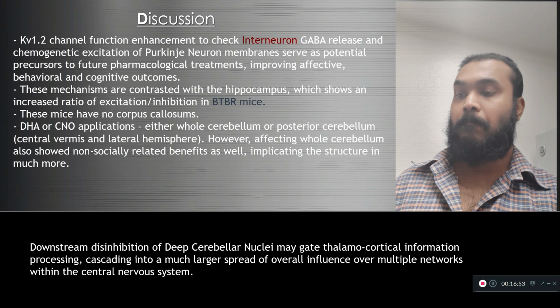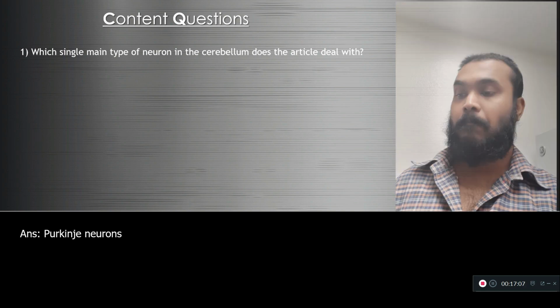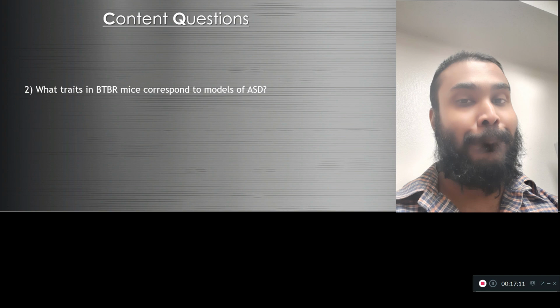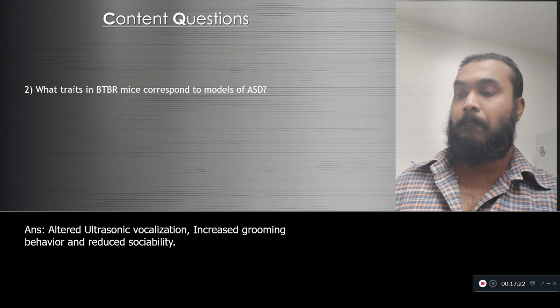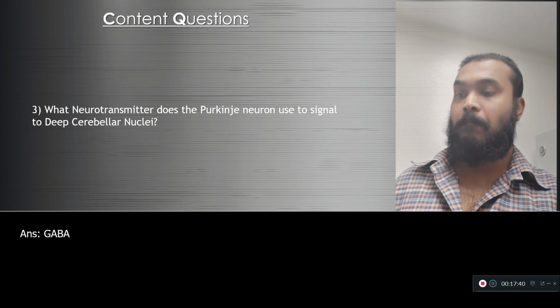Anyways, moving on to content questions. Which single main type of neuron in the cerebellum does the article deal with? Purkinje neurons. What traits in BTBR mice correspond to models of ASD? Altered ultrasonic vocalization, increased grooming behavior, and reduced sociability. What neurotransmitter does the Purkinje neuron use to signal to deep cerebellar nuclei? GABA, or gamma-aminobutyric acid. Okay.